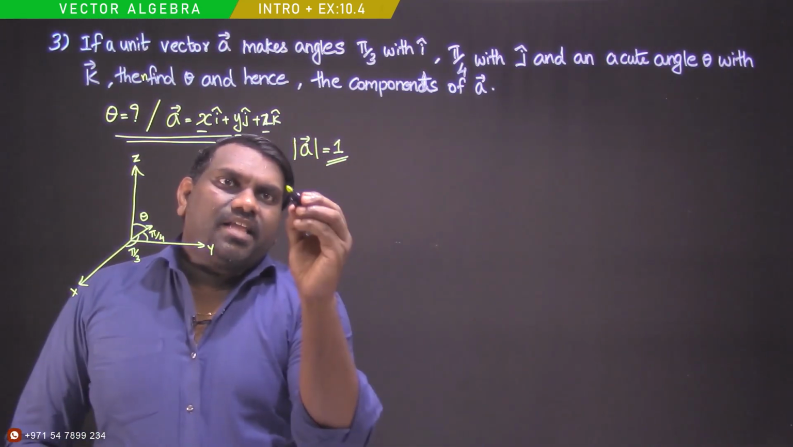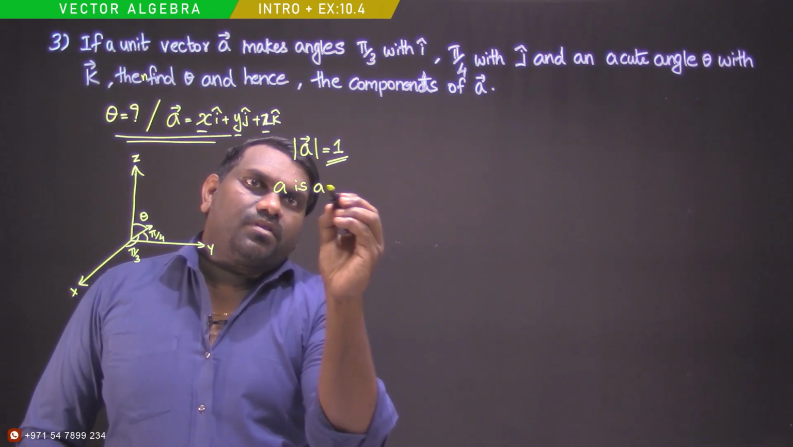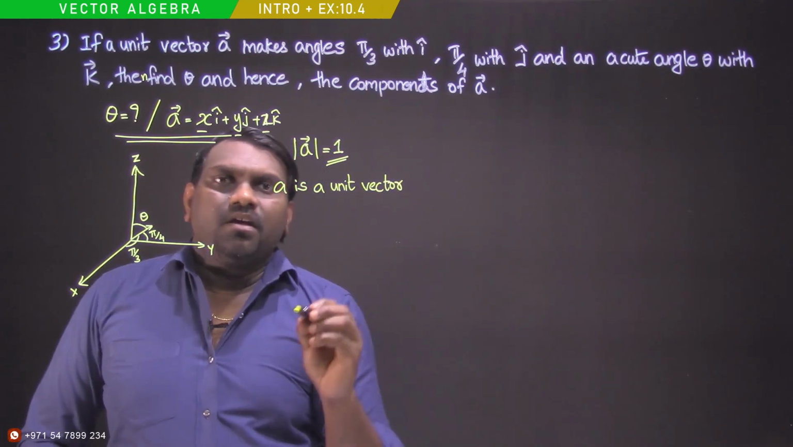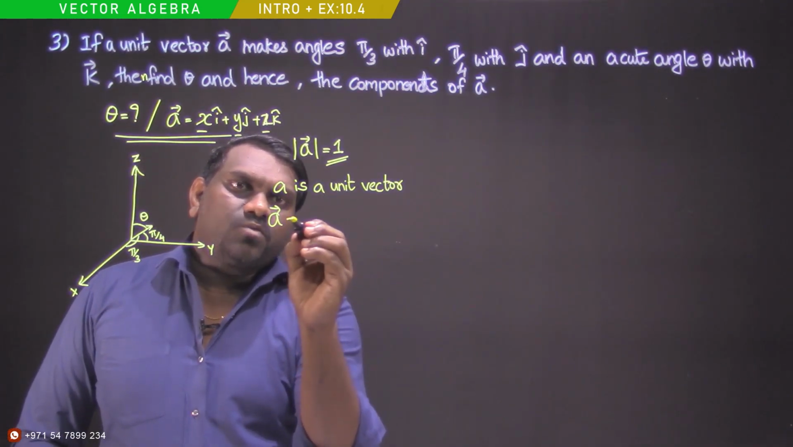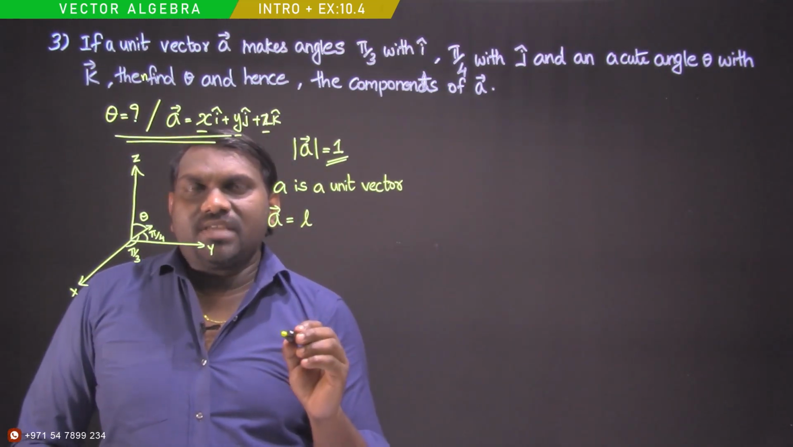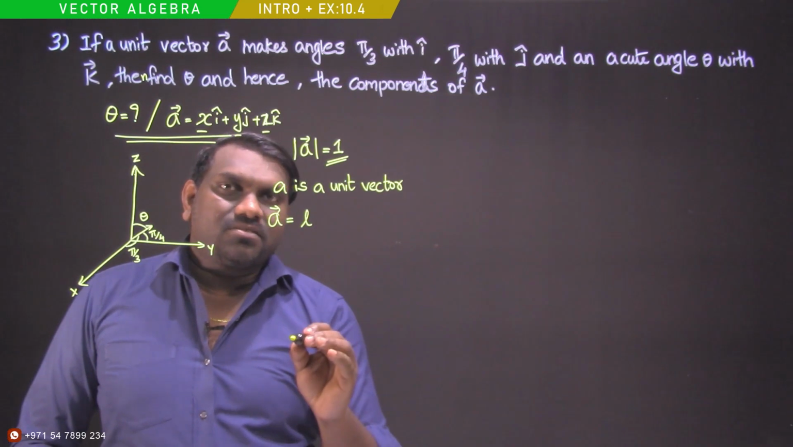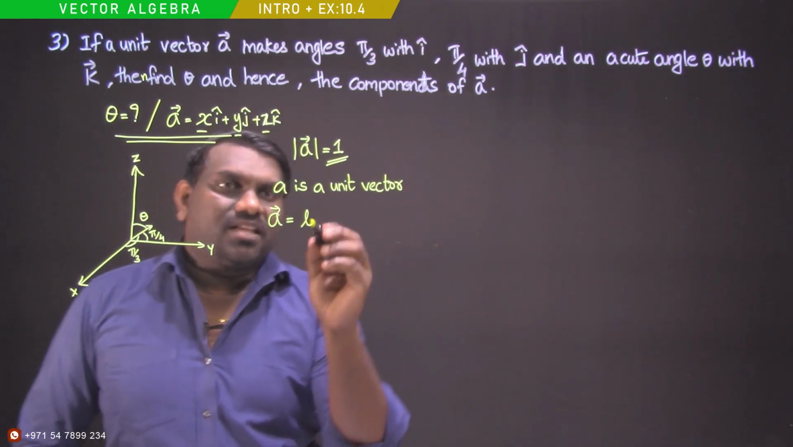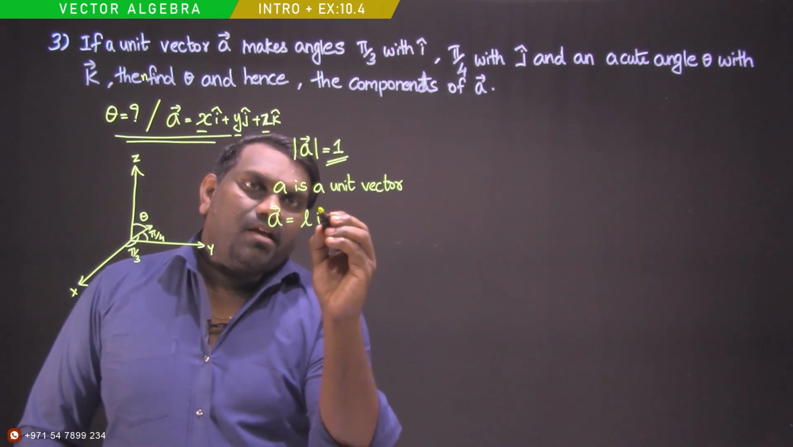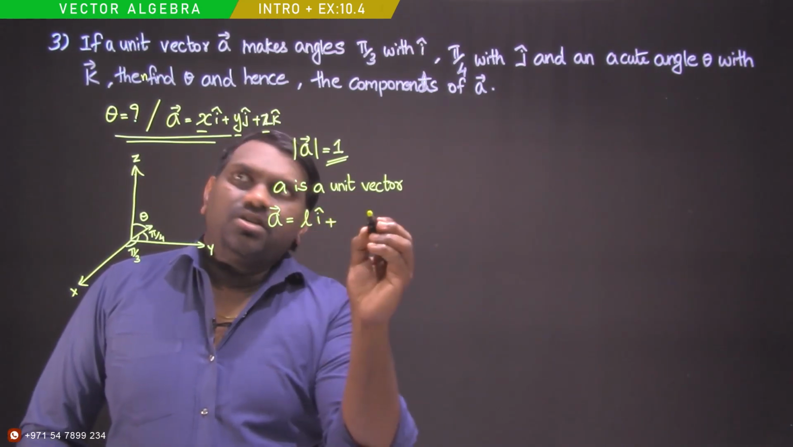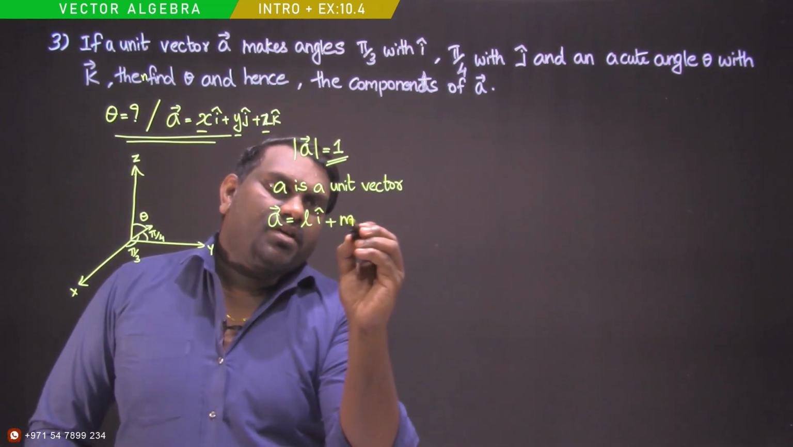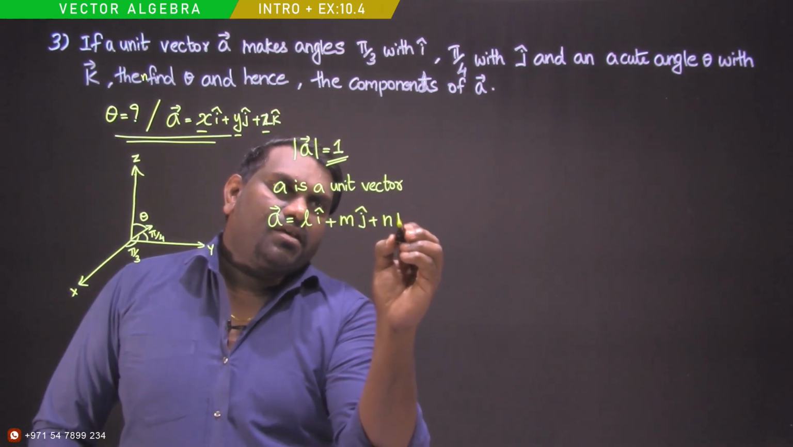When it's been said that A is a unit vector, we can write a few more things. I can write this A vector as what? We learned earlier about l, m, n. We have studied that l, m, n are the direction cosines. So we have to write them inside the A vector. It will be A equals l i cap plus m j cap plus n k cap.